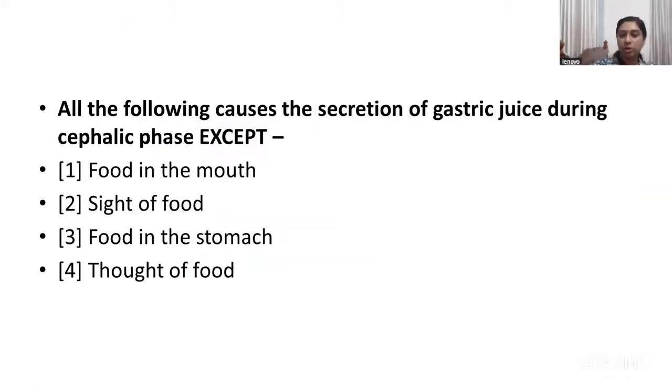All of the following cause the secretion of gastric juice during the cephalic phase except. The options are food in the mouth, sight of food, food in stomach, thought of food. What's the answer? Here the answer is food in the stomach.